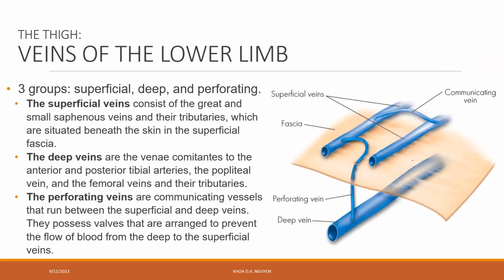All right, how about the veins of the lower limb? The veins of the lower limb are going to be divided into 3 groups. Those 3 groups are going to be superficial veins, deep veins, and perforating veins. Now, the superficial veins are the ones that run within the superficial fascia.